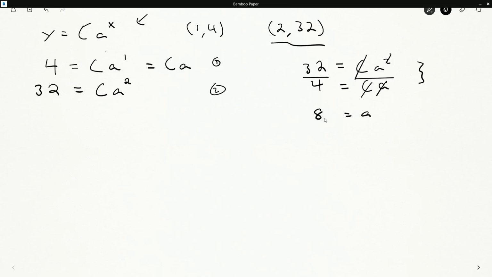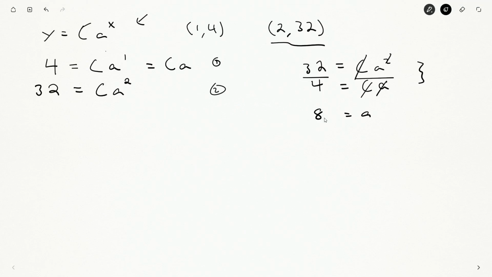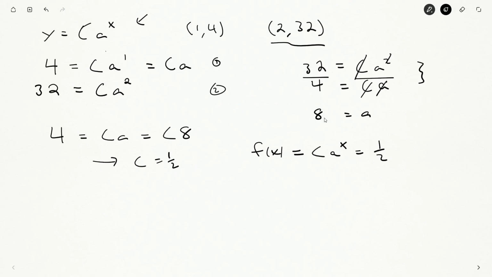So what do we do? Well, just take this a value and plug it into one of the equations. Maybe the first one. 4 is c times a. Well, that's c times 8. What do I have to multiply 8 by to get 4? Pretty quickly we see c is 1/2. So my f of x, which is c a to the x, has now revealed itself to be 1/2 times 8 to the x, and that is an answer of c. So we would bubble that in on our Scantron, and there we go.